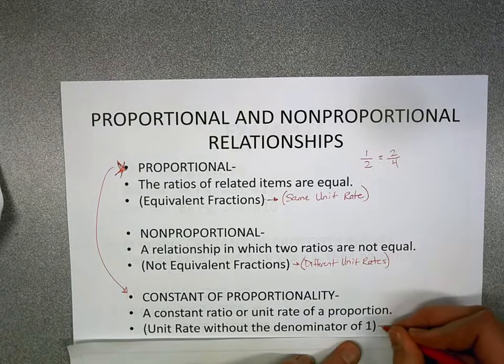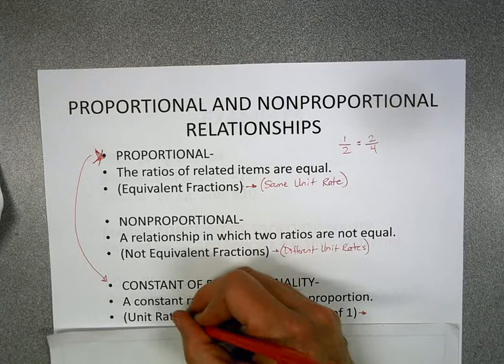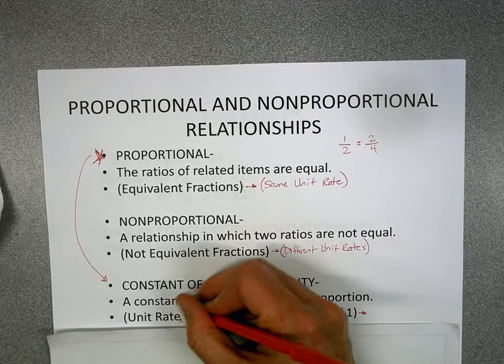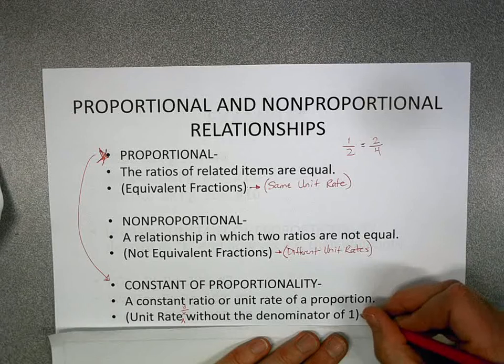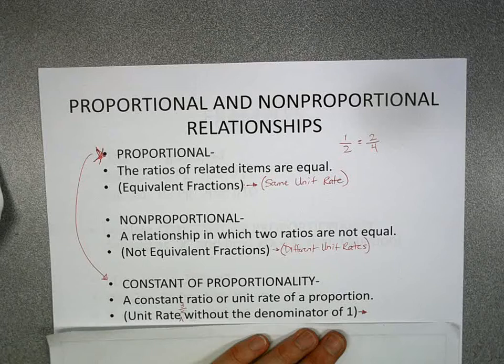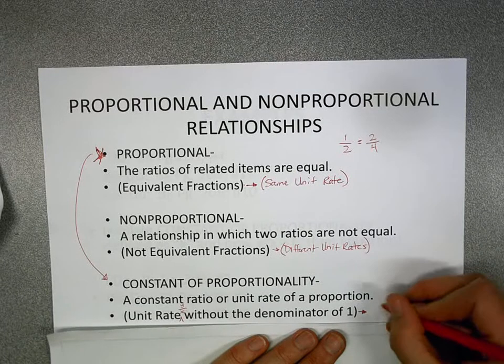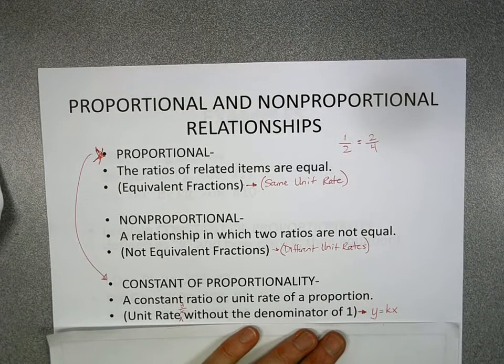Here's a couple other things I want you to add to your notes. A constant of proportionality is not only a unit rate, but it's a unit rate expressed as y over x. And then we'll talk about this in a little while, but there is an equation that goes with this lesson, and it talks about how the constant of proportionality goes into this equation. Go ahead and write this down. It is y equals kx. Y is equal to kx.